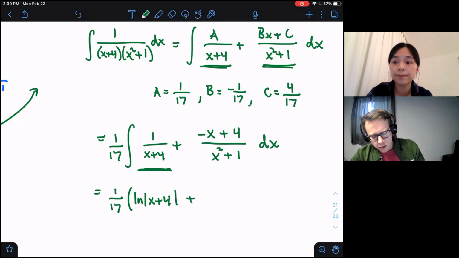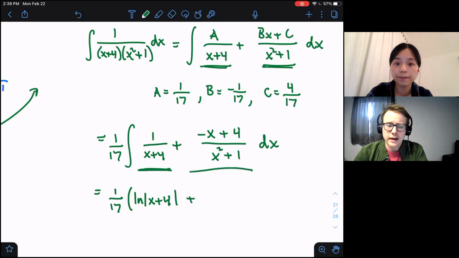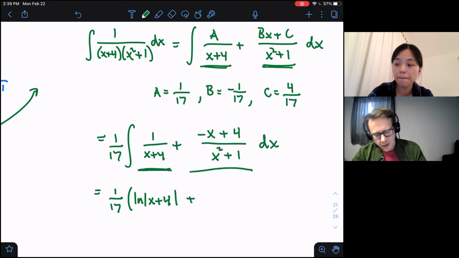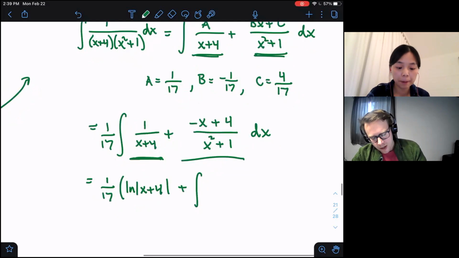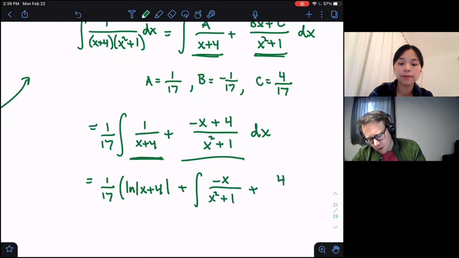However, when you go to evaluate this other part, it is quite complicated as it stands, so we do need to break this up, and this will help us integrate it. I'm going to break this up across the numerator: negative x divided by x squared plus 1 plus 4 divided by x squared plus 1.